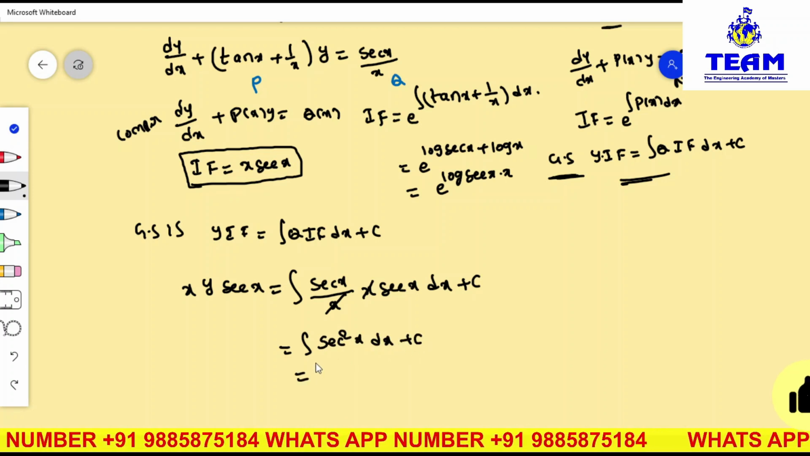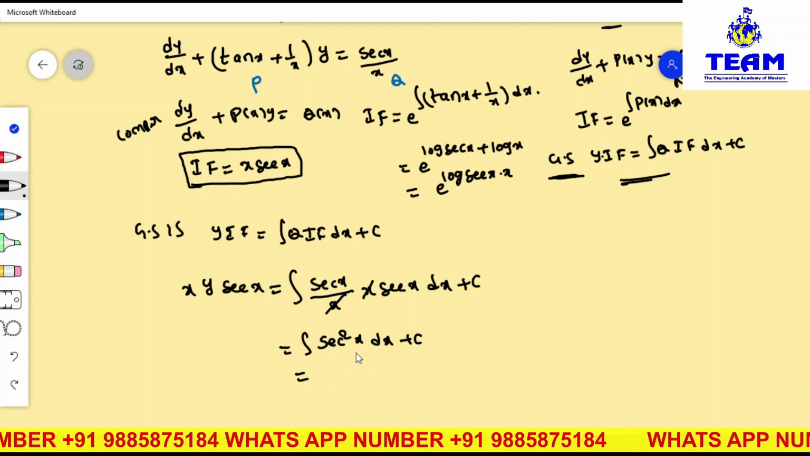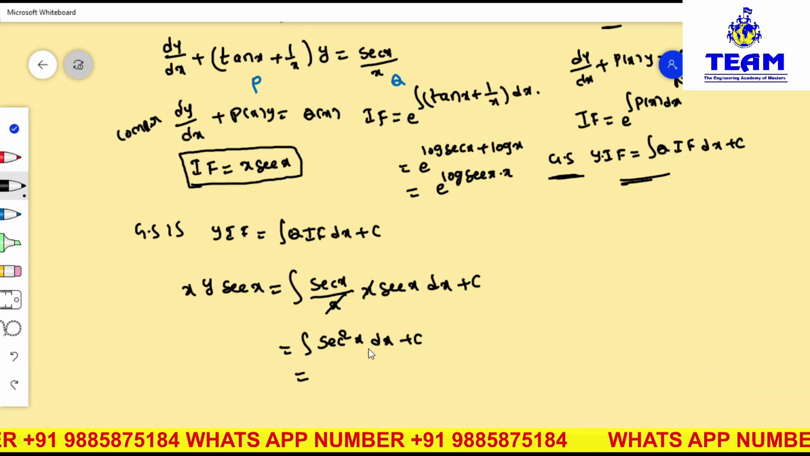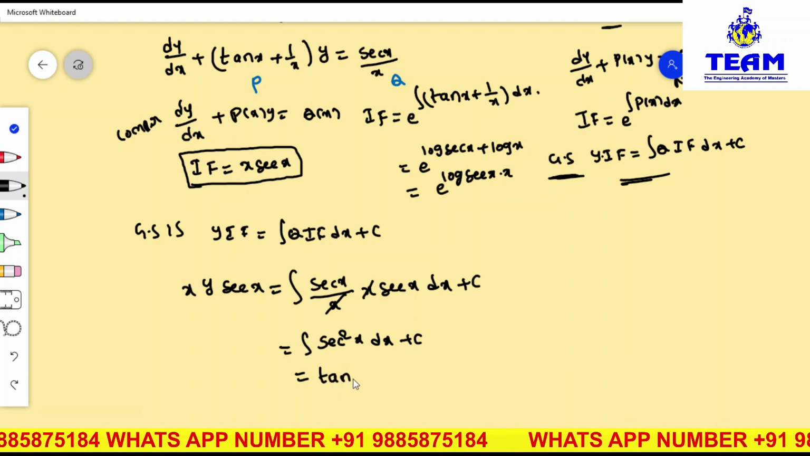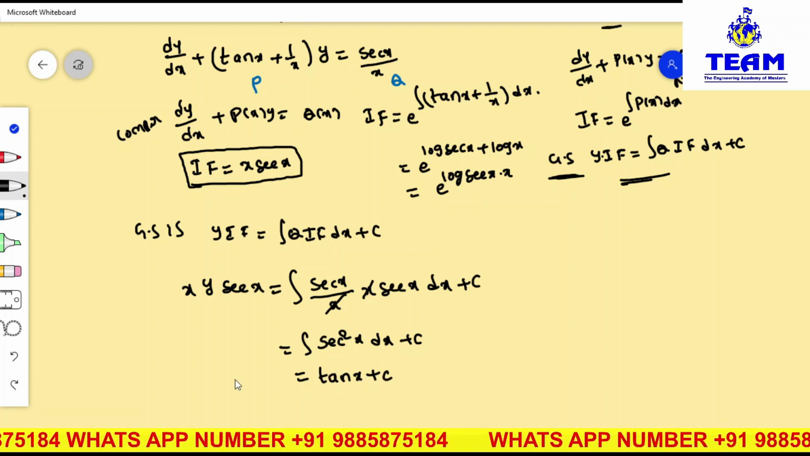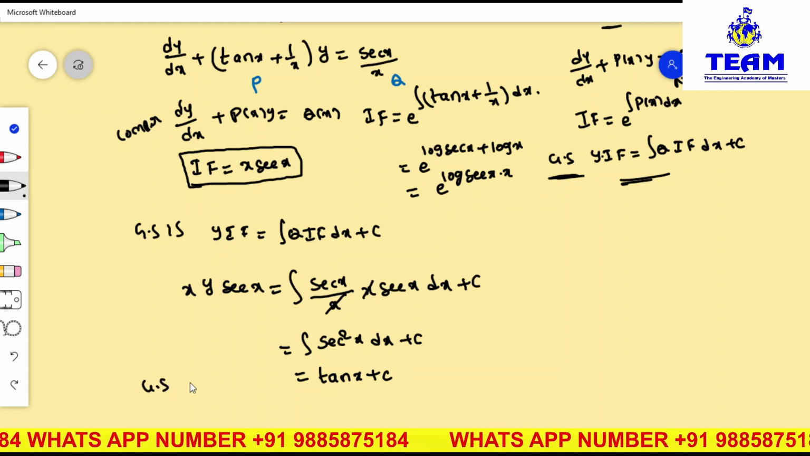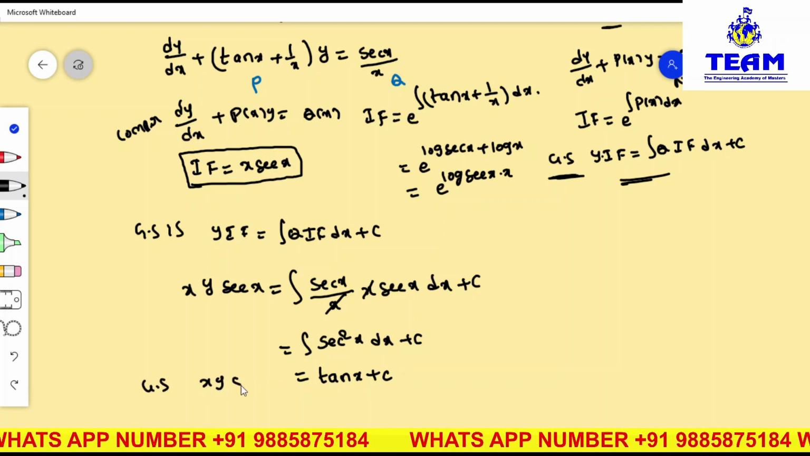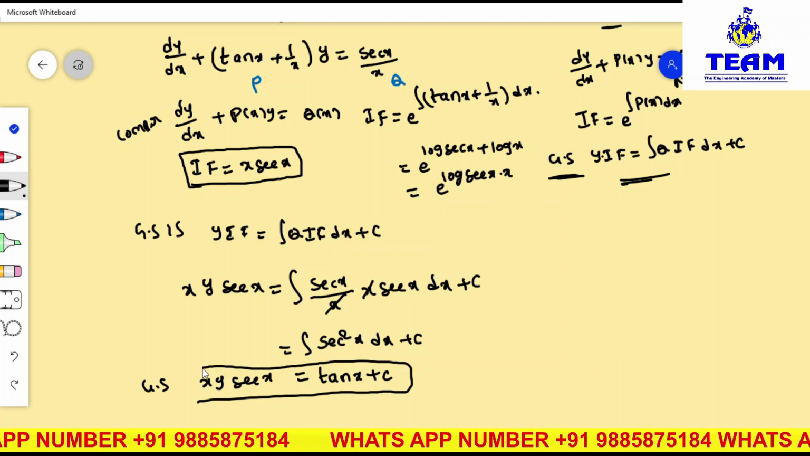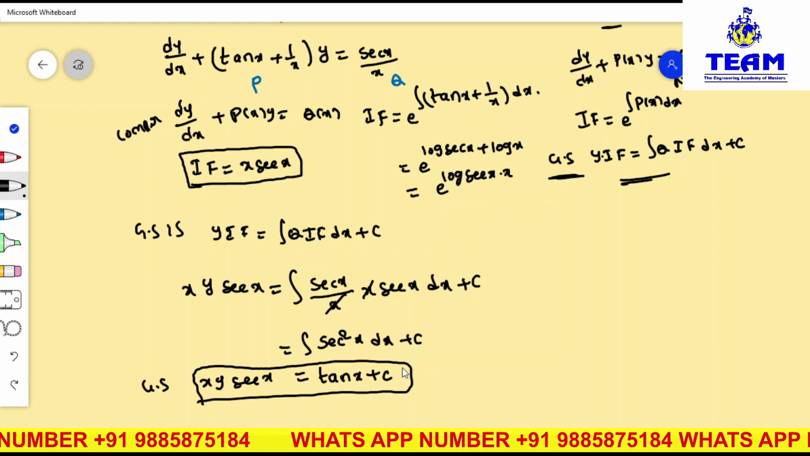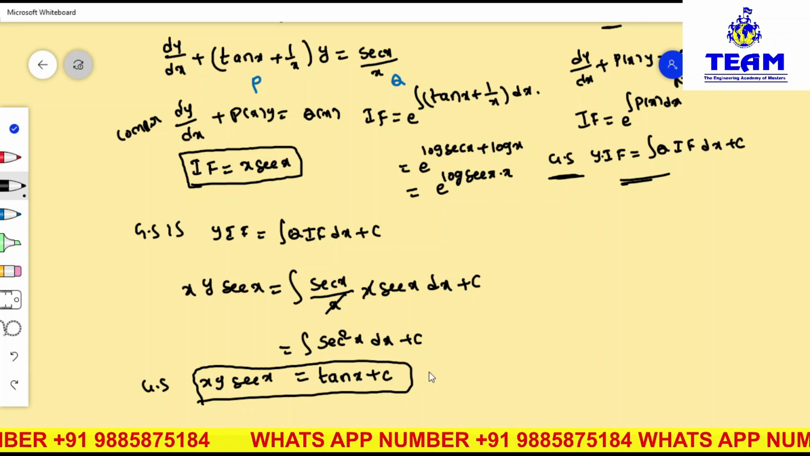Friends, what is the integral of secant square x? You have tan x. What is the derivative of tan x? Secant square x. So the integration of secant square x is tan x. This is tan x plus c. Hence, the general solution is x into y into secant x is equal to tan x plus c. Okay, friends? Where c is an arbitrary constant.